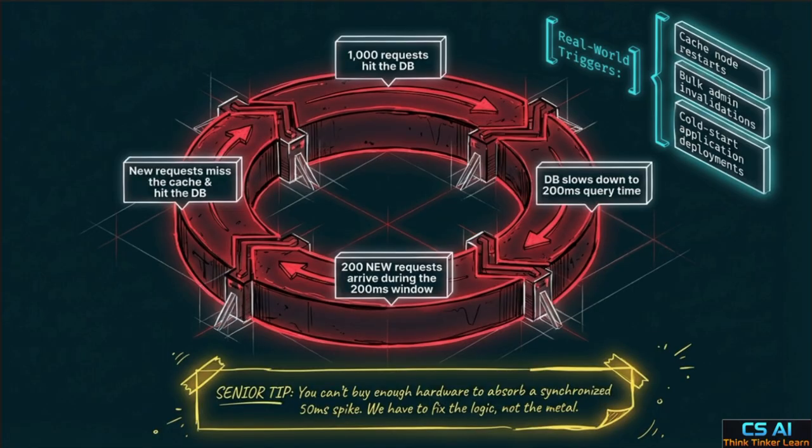This is the cycle of failure. You have a cache miss, 1000 requests hit the DB simultaneously, and the DB slows down to a 200 millisecond query time. Because the DB is slow, new requests pile up during the 200 millisecond window, and the cycle repeats. Real world triggers are everywhere: cache node restarts, bulk admin invalidation, or even a cold start deployment.